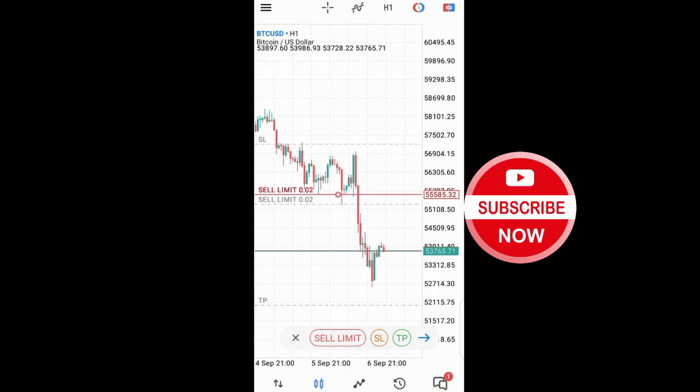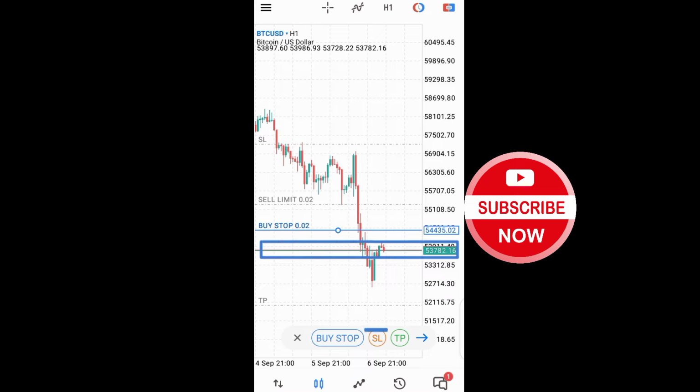I can still change this sell limit to buy stop, because that is also another action I can take above the current market price. So when I click on this, it is buy stop. When I bring it down below the current market price, you can see it is now sell stop. When it goes above the current market price, it is buy stop. Why is it changing that way? It is because this pending order is with respect to the current market price.